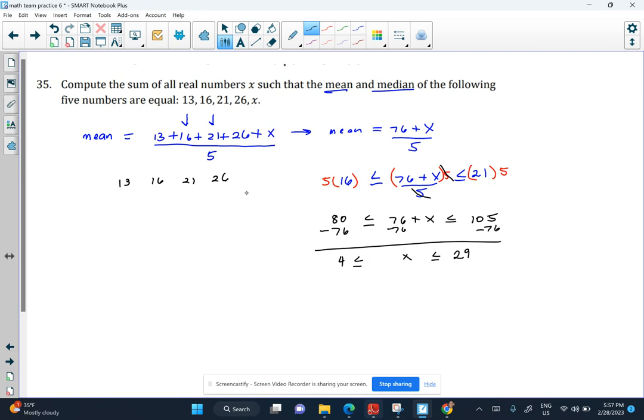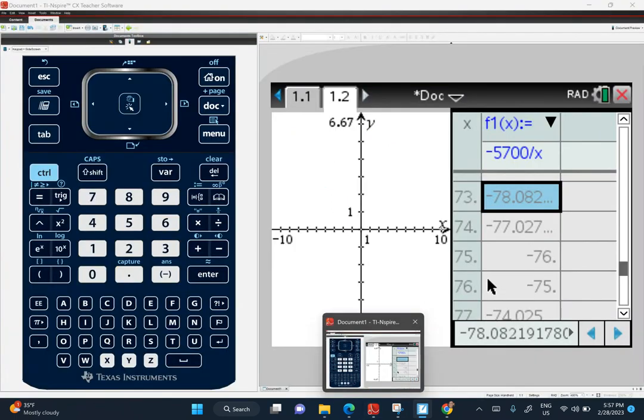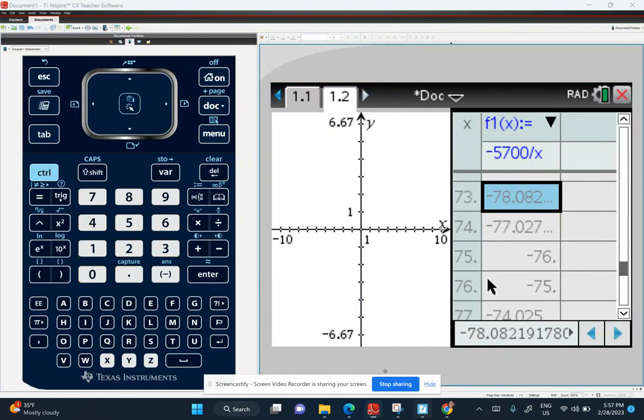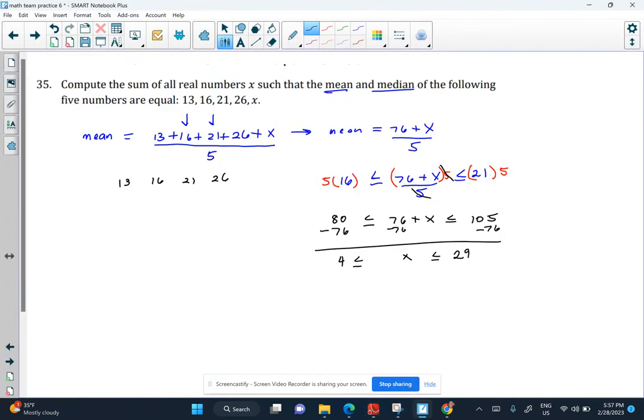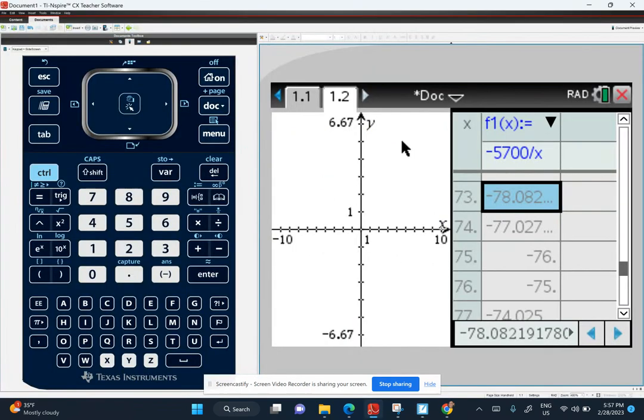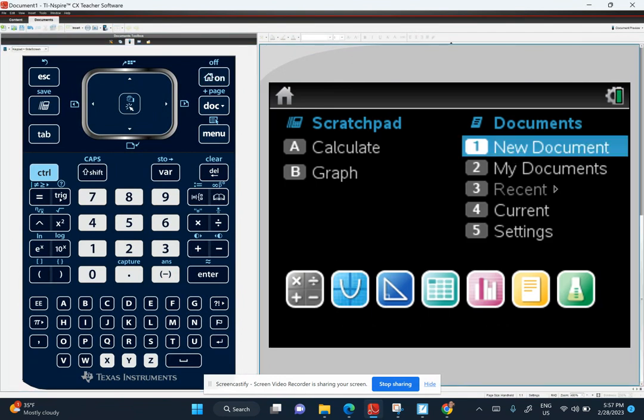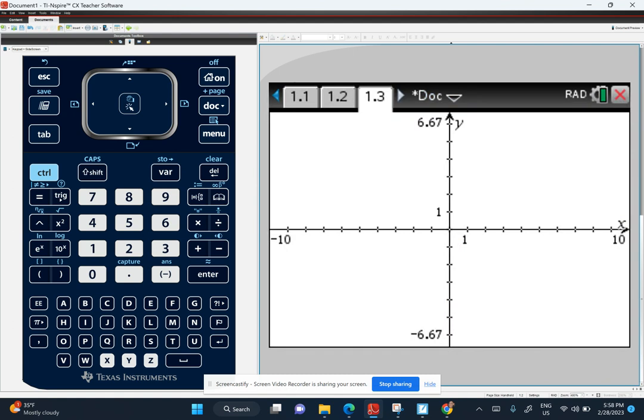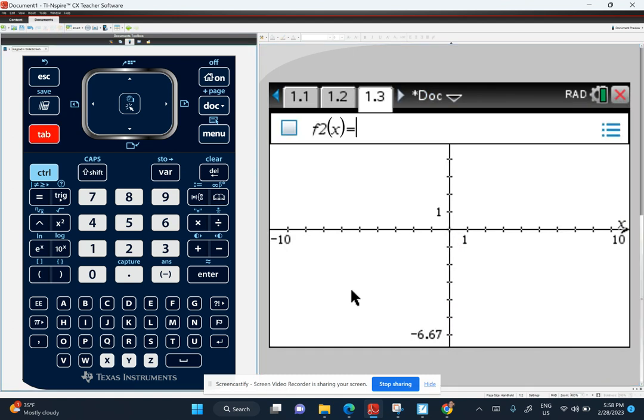Okay, so I'm going to go into my calculator. What I'm going to do is type in the expression (76 + x) divided by 5, because that's my mean value, and that will quickly tell me what my mean is and allow me to compare to different medians. Hopefully when I do this, it will make more sense, because right now I know it may not make sense until I do it.